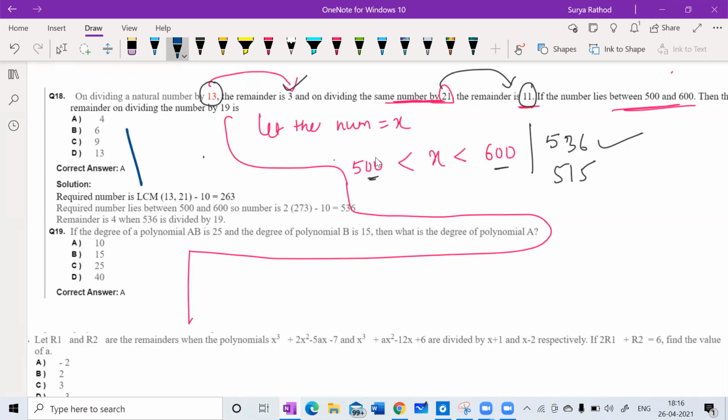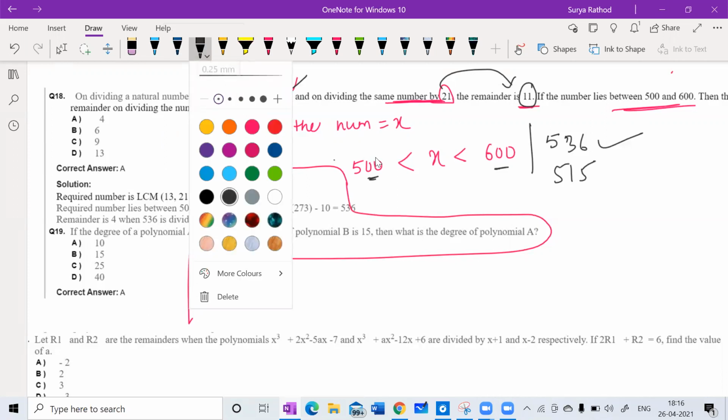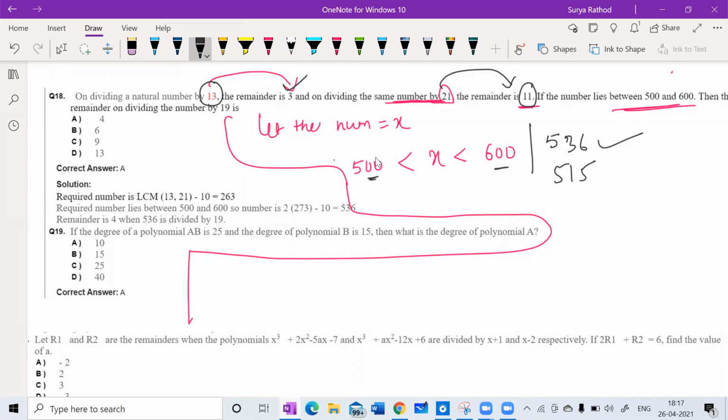Exactly. Take the LCM of 13 and 21. What is it going to give me? Tell me. 273. It is going to give me 273. And it is giving remainder of what? See, what is the LCM of 13, 21? Calculate. 273.